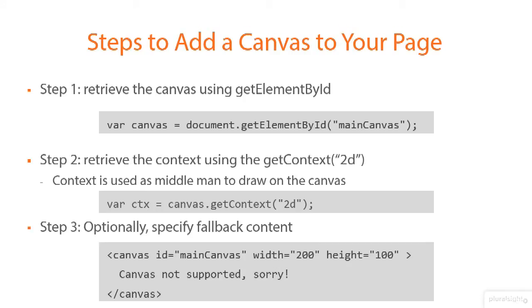Now one thing you shouldn't forget is, just like with the video element, adding fallback content for browsers who do not support the canvas element.